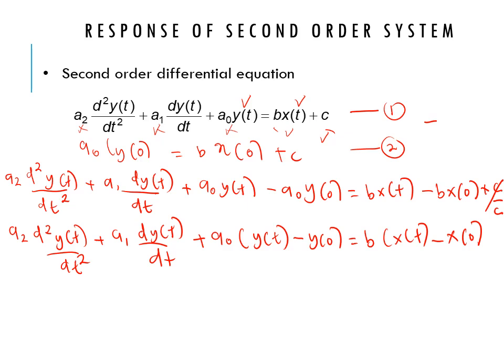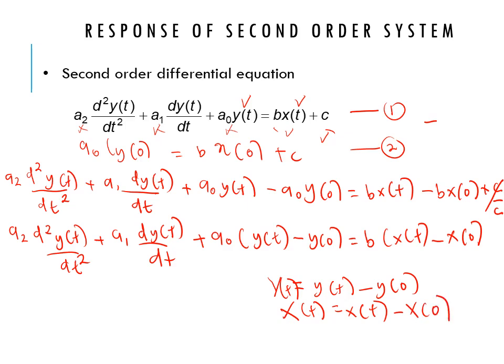Similar to the first order system, you need to replace certain terms with the deviation variables, which are y equals y(t) minus y0, and x equals x(t) minus x0.